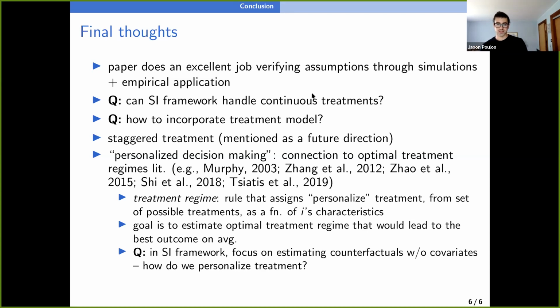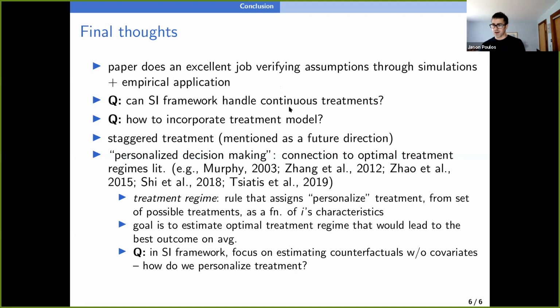So one question is, is it possible to extend this framework to handle continuous treatments? So we just assume that the treatments D are a discrete number of treatments, but can they be continuous valued? This would be really interesting, for instance, in evaluating the efficacy of drugs. So drugs could take a continuous value.